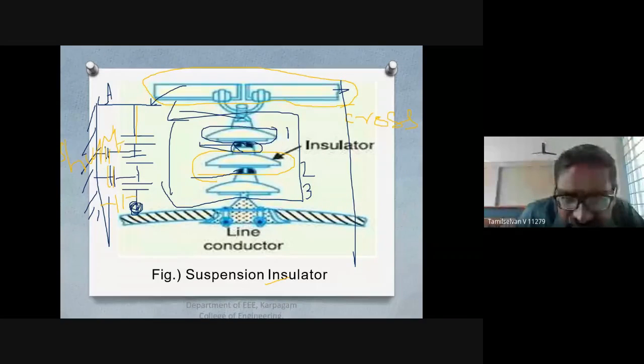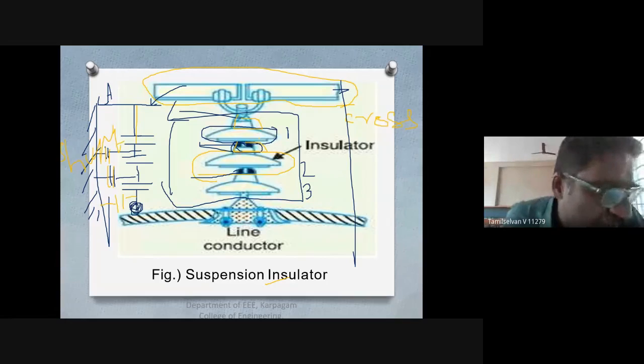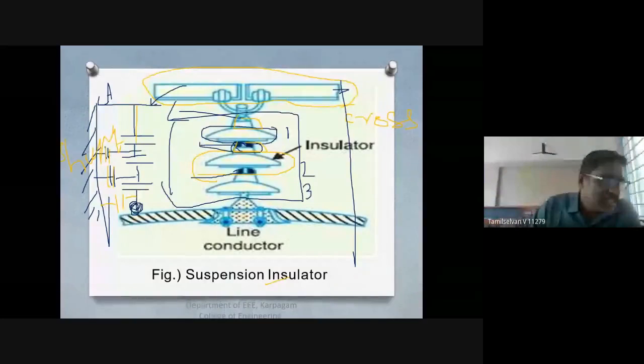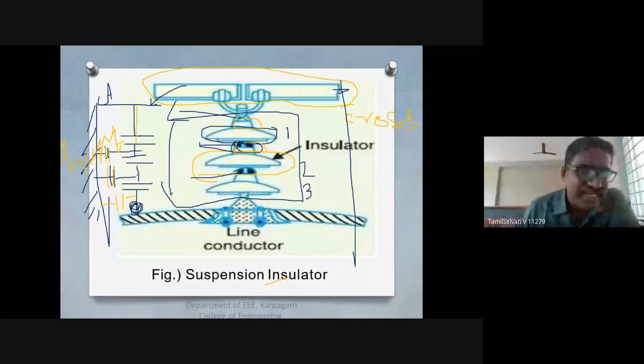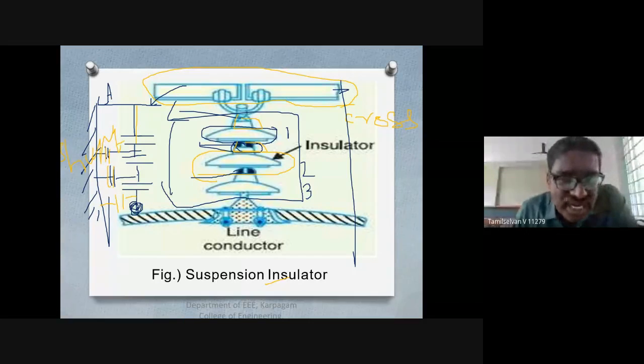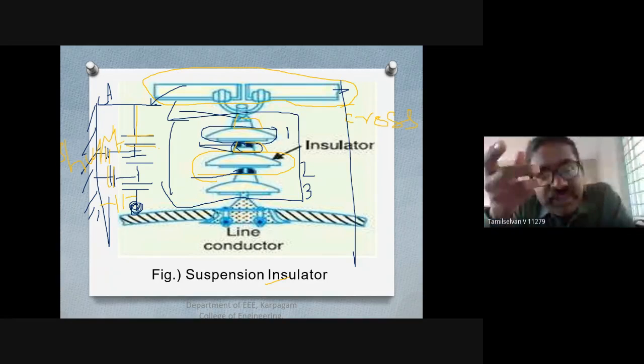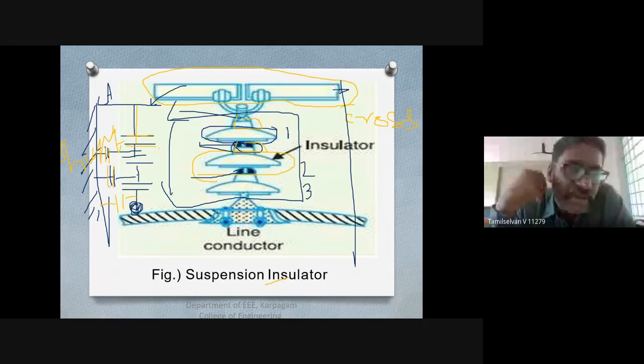In the suspension type of insulators, this is a metallic pin, and here there will be another metallic pin. In between these metallic pins there will be a porcelain disc. So this porcelain disc between the two metallic links is electrically called a capacitor. Why? Because what is a capacitor? An anode and cathode separated by a dielectric medium is called a capacitor.